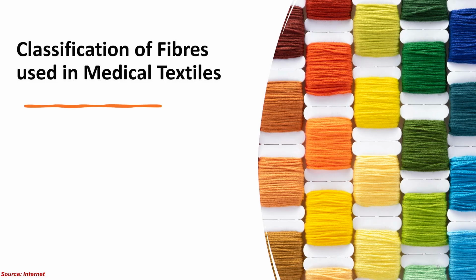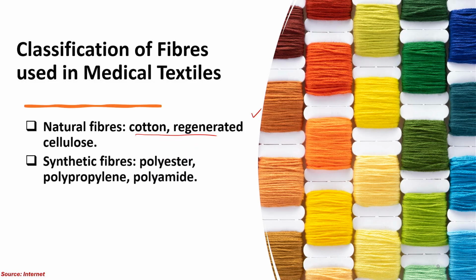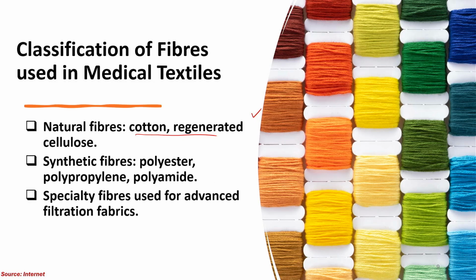So, classification of fibers used in medical textiles. The natural and regenerated fibers are used widely. Synthetic fibers like polyester, polypropylene, polyamides are very commonly used. Specialty fibers for advanced filtration fabrics, like melt blown fibers or nanofibers, are also used.